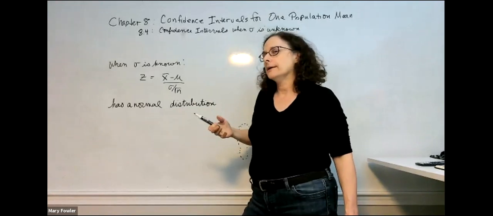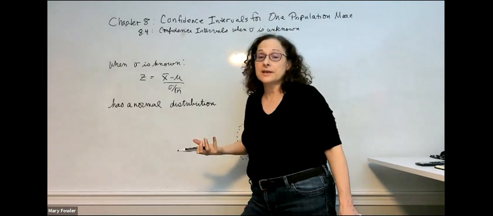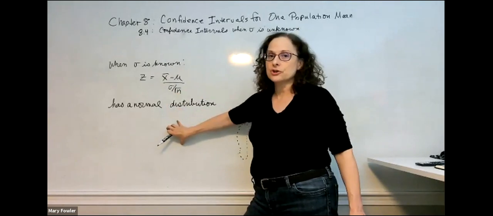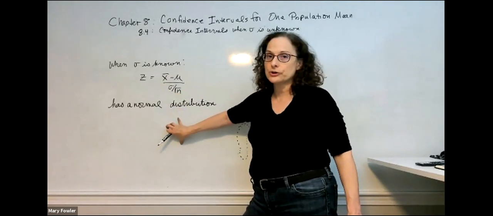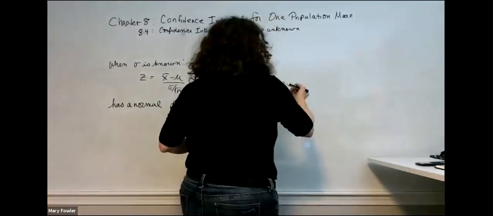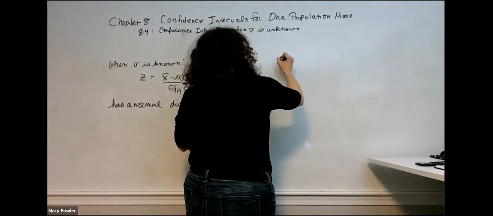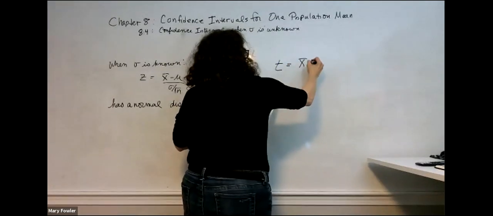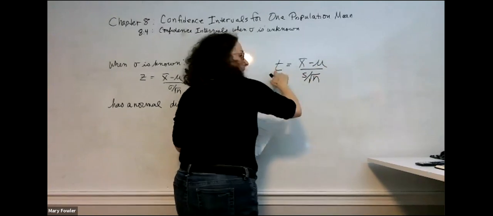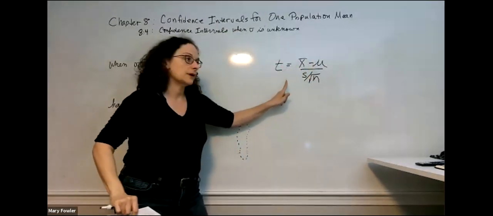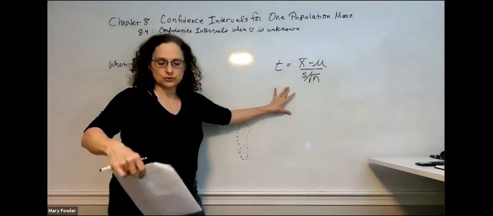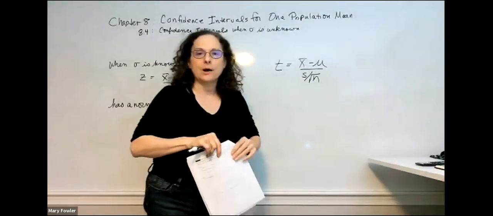Then we maybe could substitute in the sample standard deviation, and we can do that, but it changes the distribution. So it no longer has a normal distribution, it has another distribution, which we call the t distribution. The t distribution is based on the idea that if I calculate this statistic, x bar minus mu divided by s over the square root of n, then this has a t distribution. So I want to tell you a little bit about the t distribution.